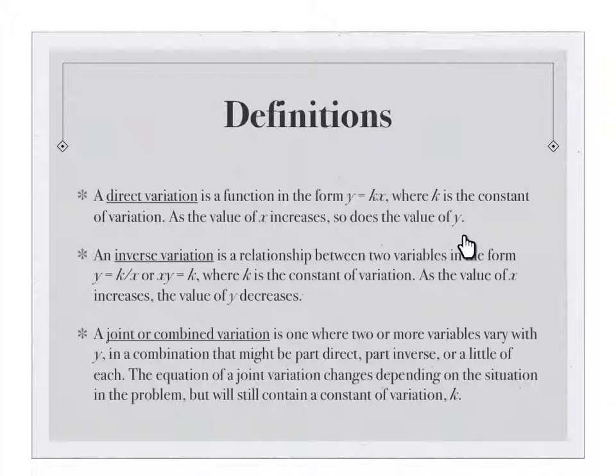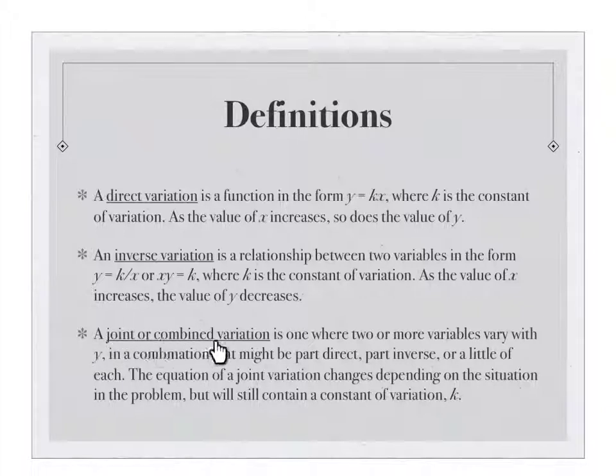not necessarily true when signed numbers, negatives, are involved. An inverse variation is a relationship between two variables that's in the form y equals k over x, or x times y equals k. And again, k is that constant of variation. For an inverse variation, as the value of x increases, the value of y decreases. So they go in opposite directions.